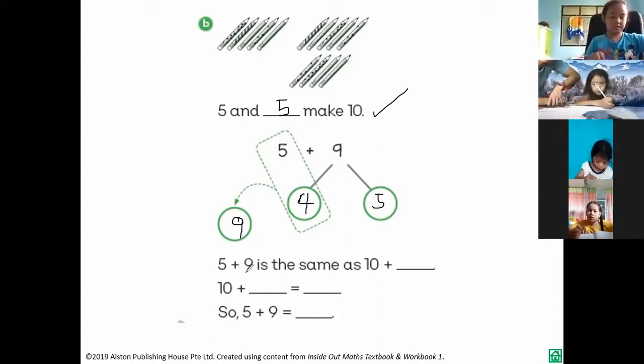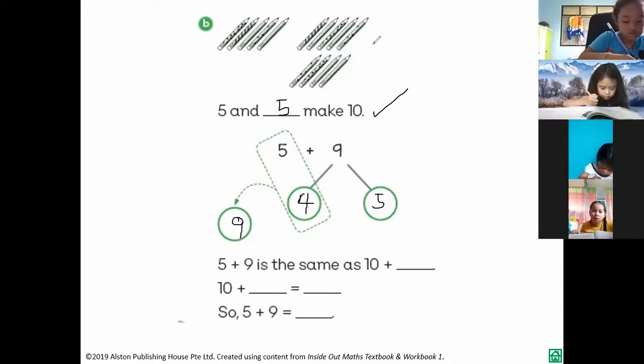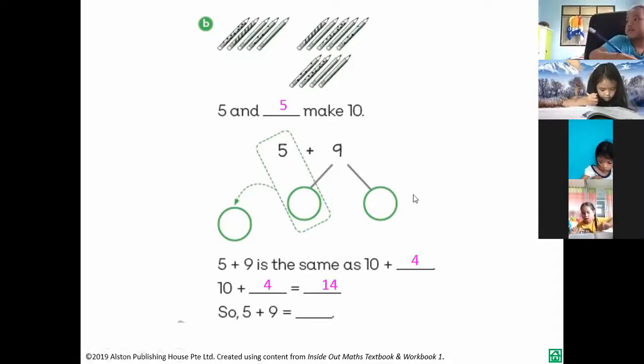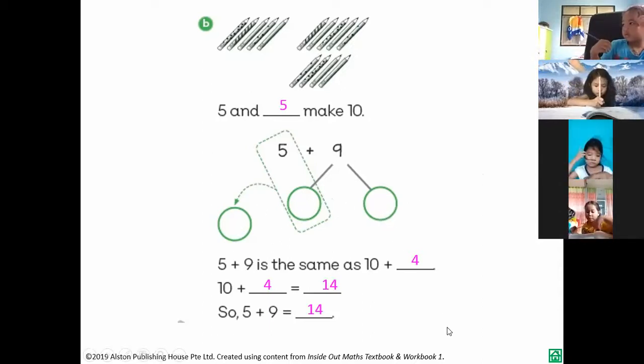So 5 plus 9 is the same as 10. Oh, here, I'm sorry. It's wrong. Hold on. This one is 4 and here is 5. I'm sorry, change it. Here is 4, here is 5. Okay, we changed the number.